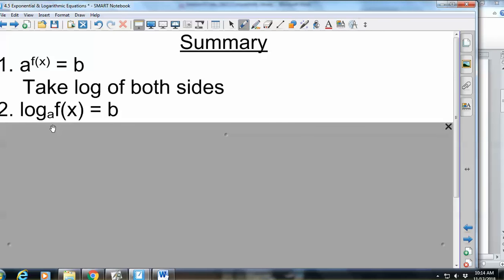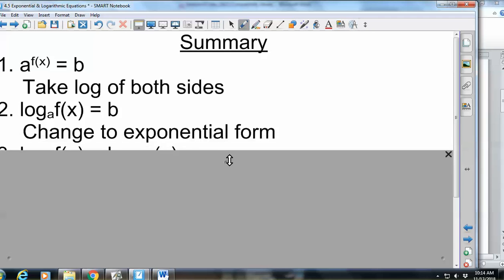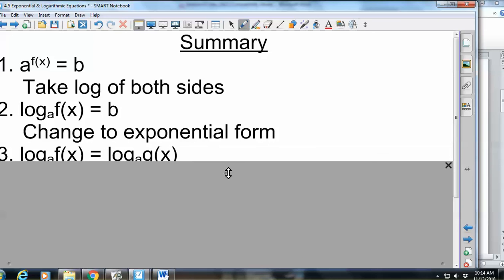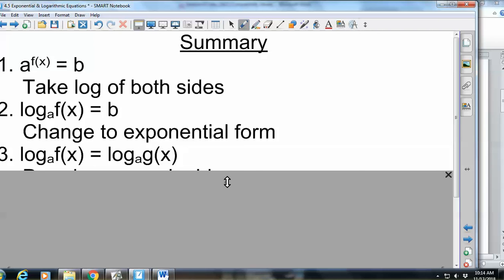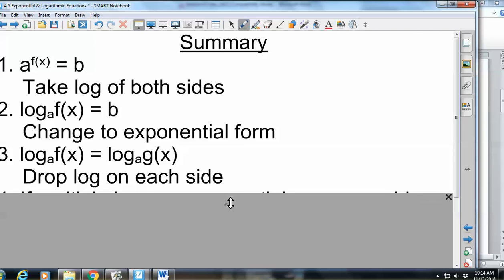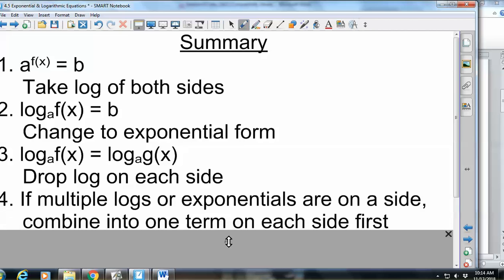What do we do if there's a log on one side and not the other? If there's a log on one side, change it to exponential. What if there's a log on each side? Drop the log. If there are multiple logarithms or exponentials, you always need to combine it first. Condense as much as you can.